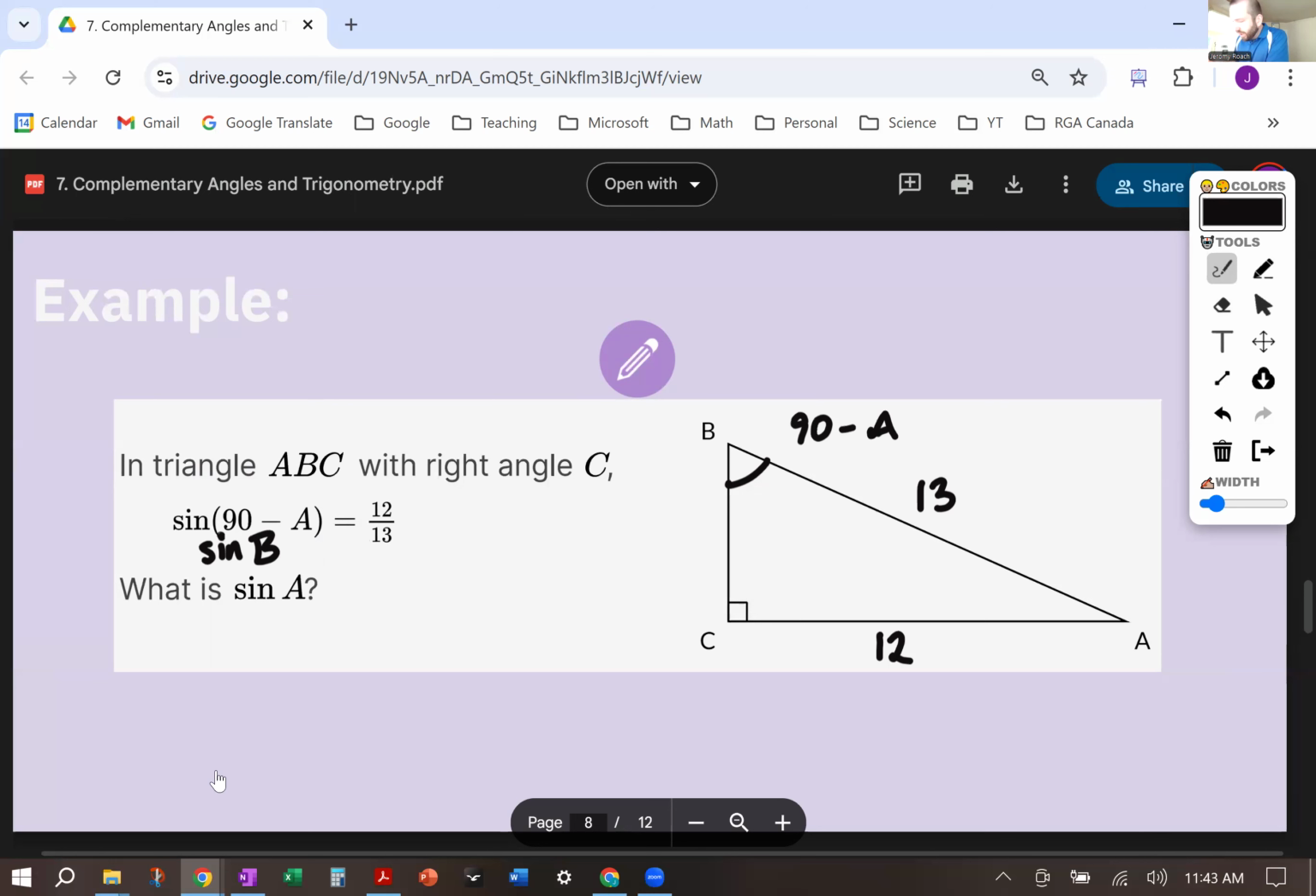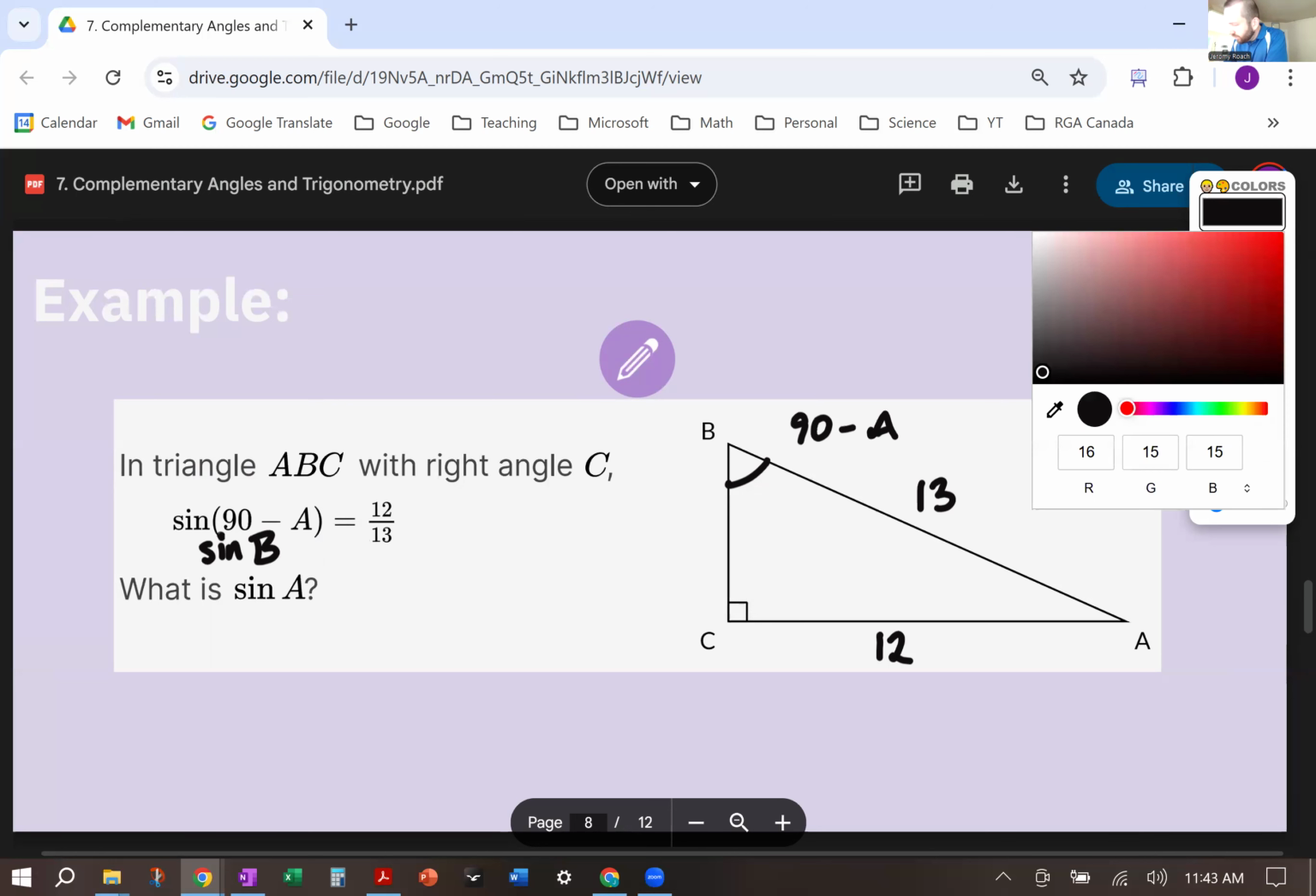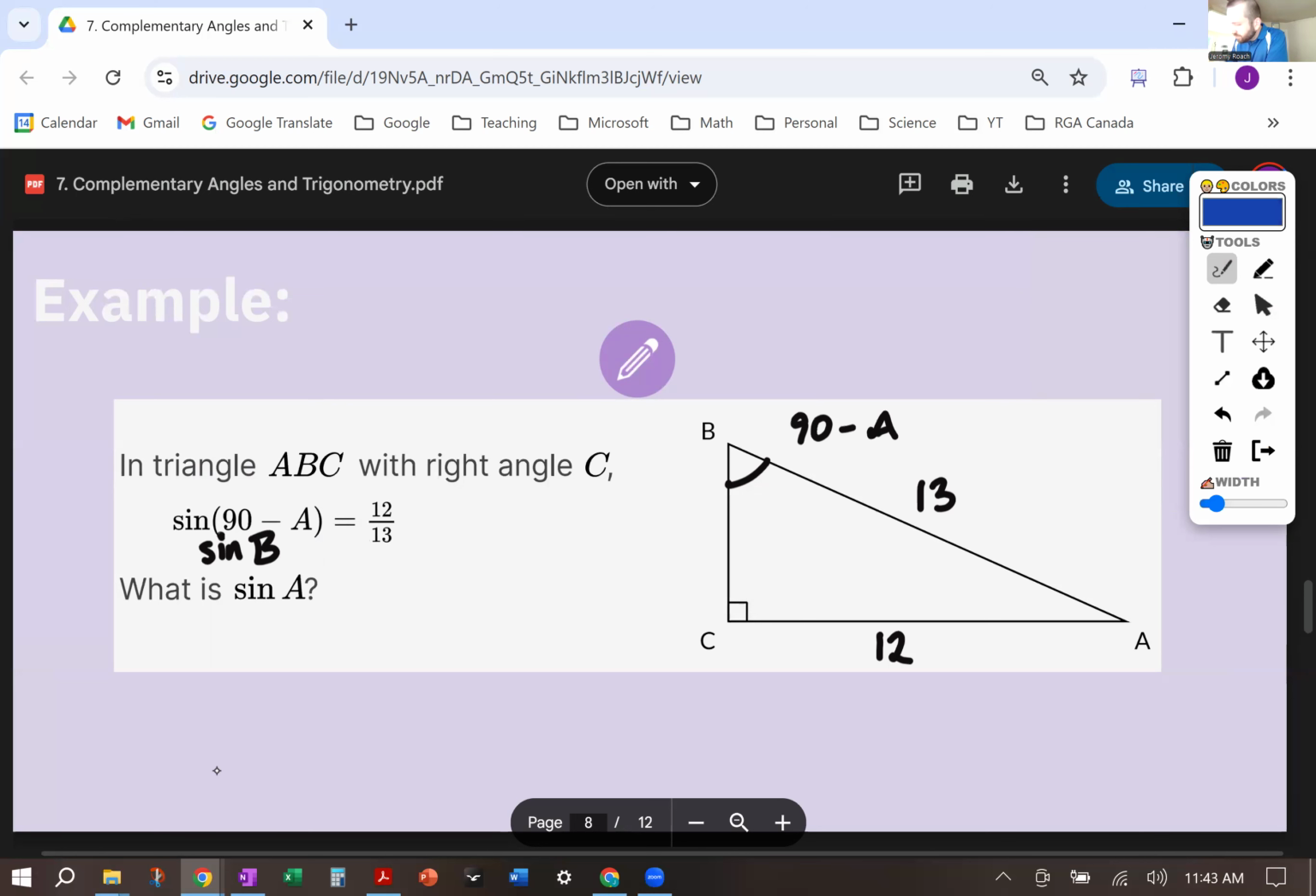Now it says, what is sine A? Well, sine A, we'll do that in blue. Sine A, that's going to also be opposite over hypotenuse, except our opposite, our little a, we don't know what that is. So far we have an equation that says sine A is little a over 13. We have no idea what that is. So we have to figure out what little a is. And we do that with the Pythagorean theorem.